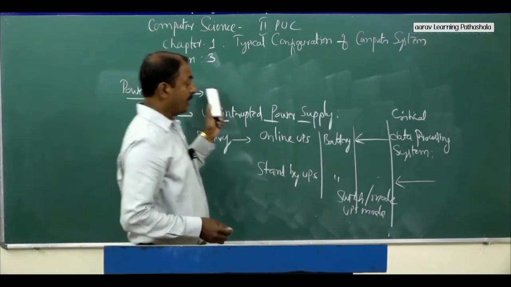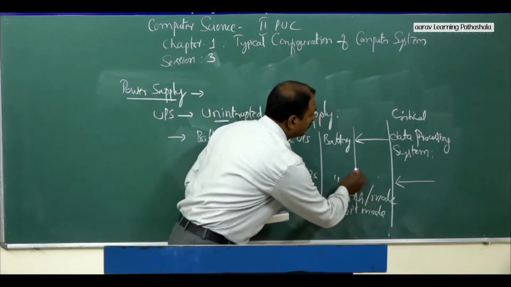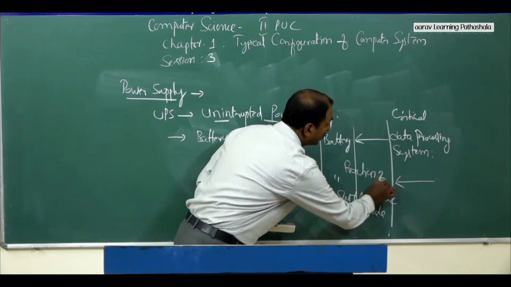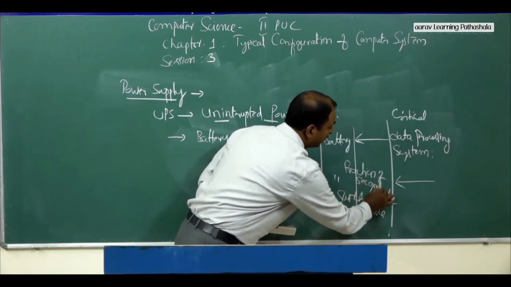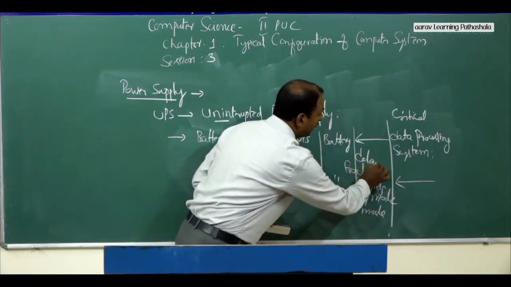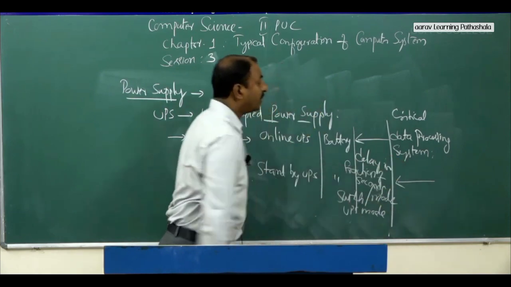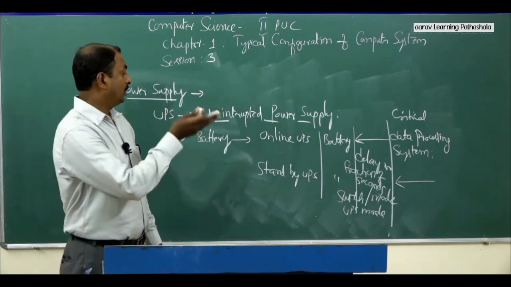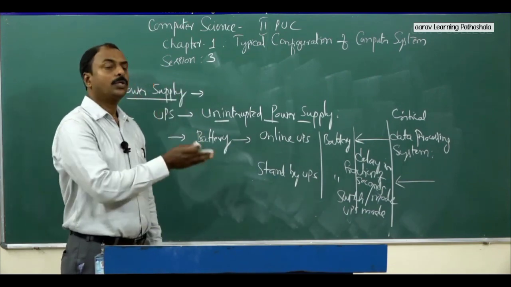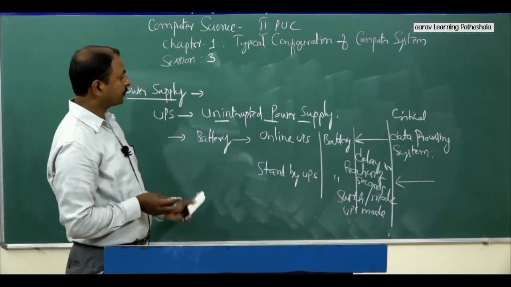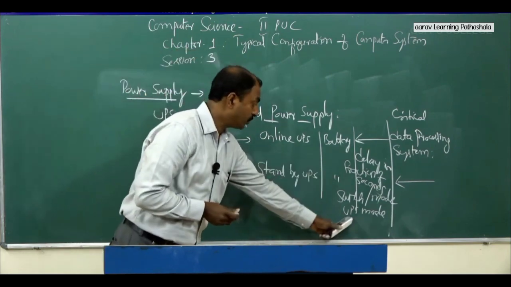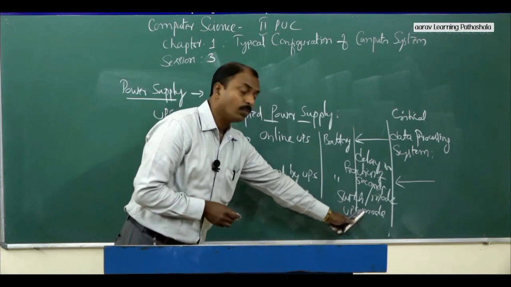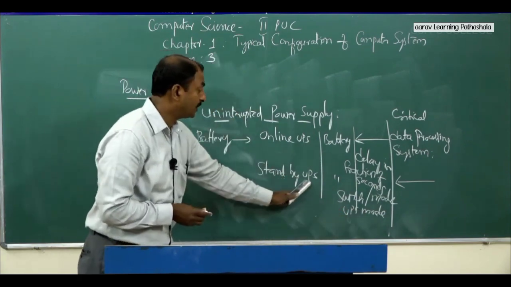So in that way, we can make out the difference in time, in fractions of seconds. There will be a delay of a fraction of a second to switch over from normal to battery mode, or to UPS mode. So if you observe the difference between these two, the difference is only the time delay. So what is the drawback of these standby UPS systems?